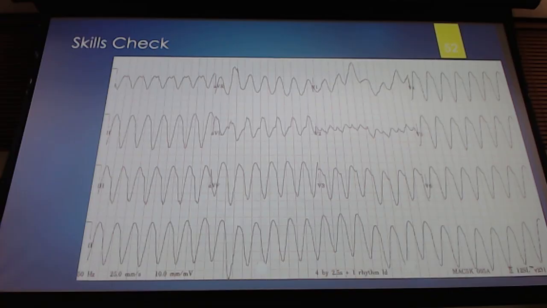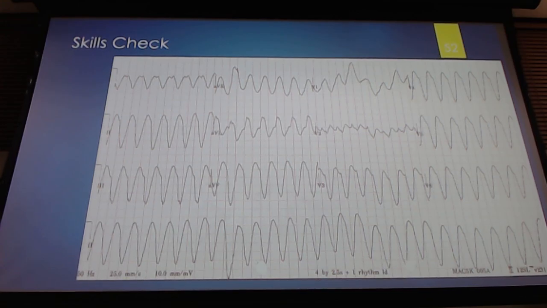Okay, it looks regular, so we've got a regular wide complex tachycardia. What would be our differentials? So VTAC, V flutter, and then SVT with a bundle branch block, right? Those are our three. We forget about everything else because it's not narrow and it is regular. So what do you think this is, sir?